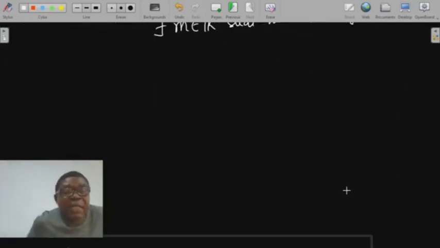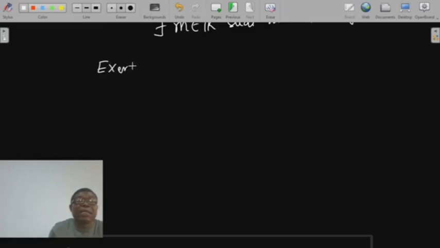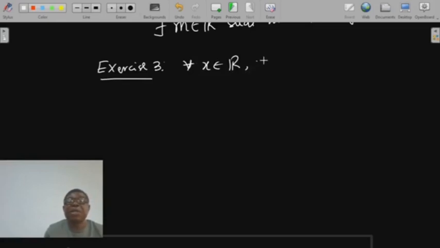The next exercise I will do has to do with one interesting property of the set of natural numbers. This I will call exercise 3. What does this exercise say? This exercise says that for any x we pick in the set of real numbers, there exists a certain natural number n depending on x such that n sub x is bigger than x.